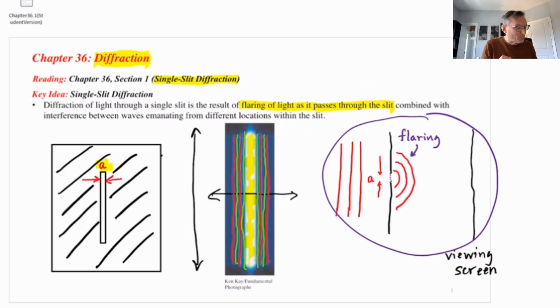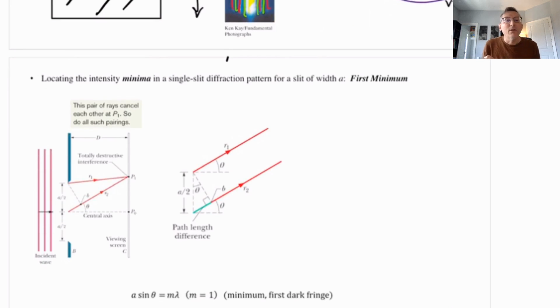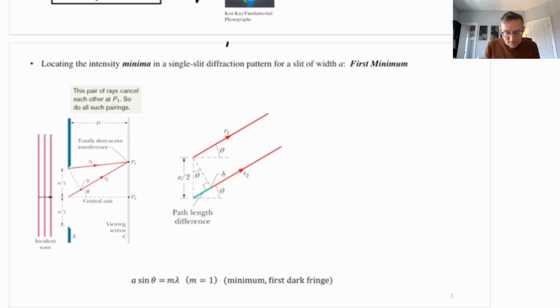All right, now, we want to be able to understand this diffraction pattern quantitatively with some numbers. And it turns out one of the things that it's relatively easy to locate on the viewing screen is where those dark fringes are. And I'm going to show you a little technique for deriving the formula that will allow us to locate the dark fringes.